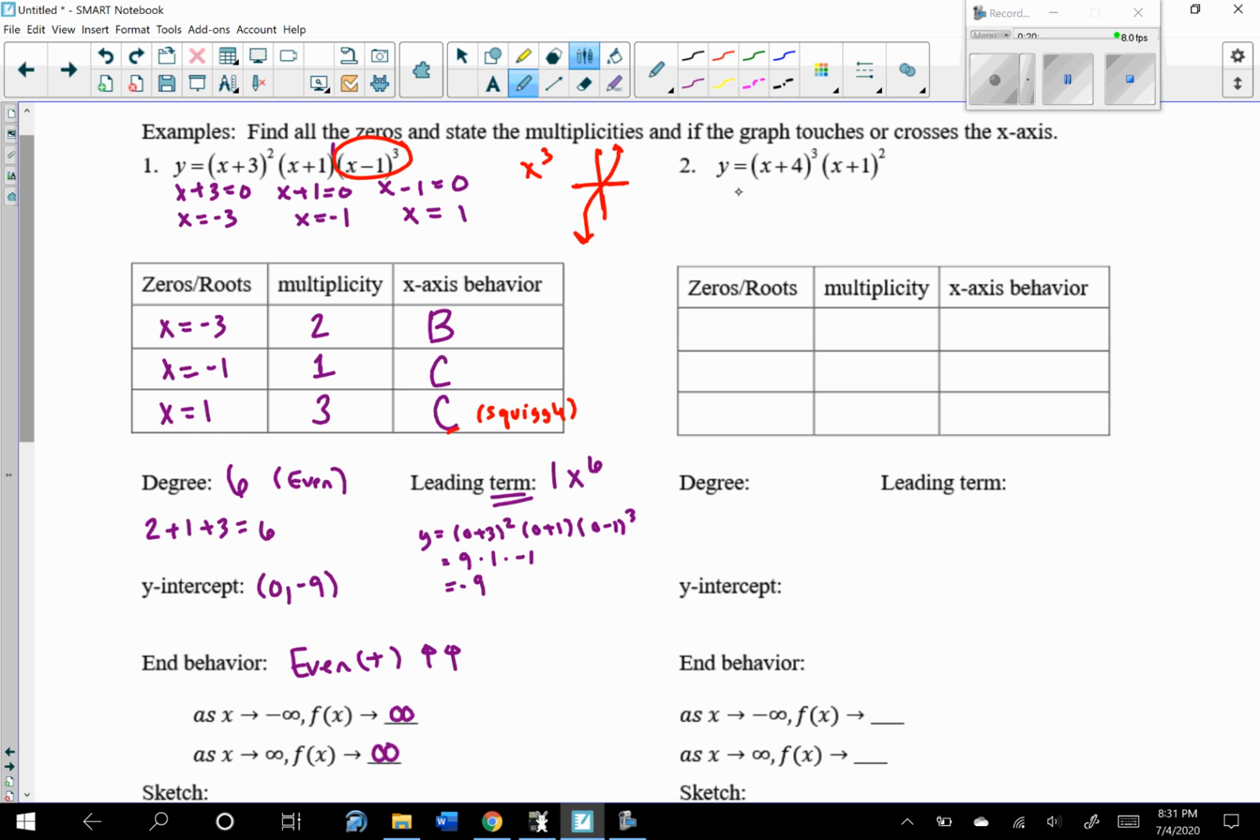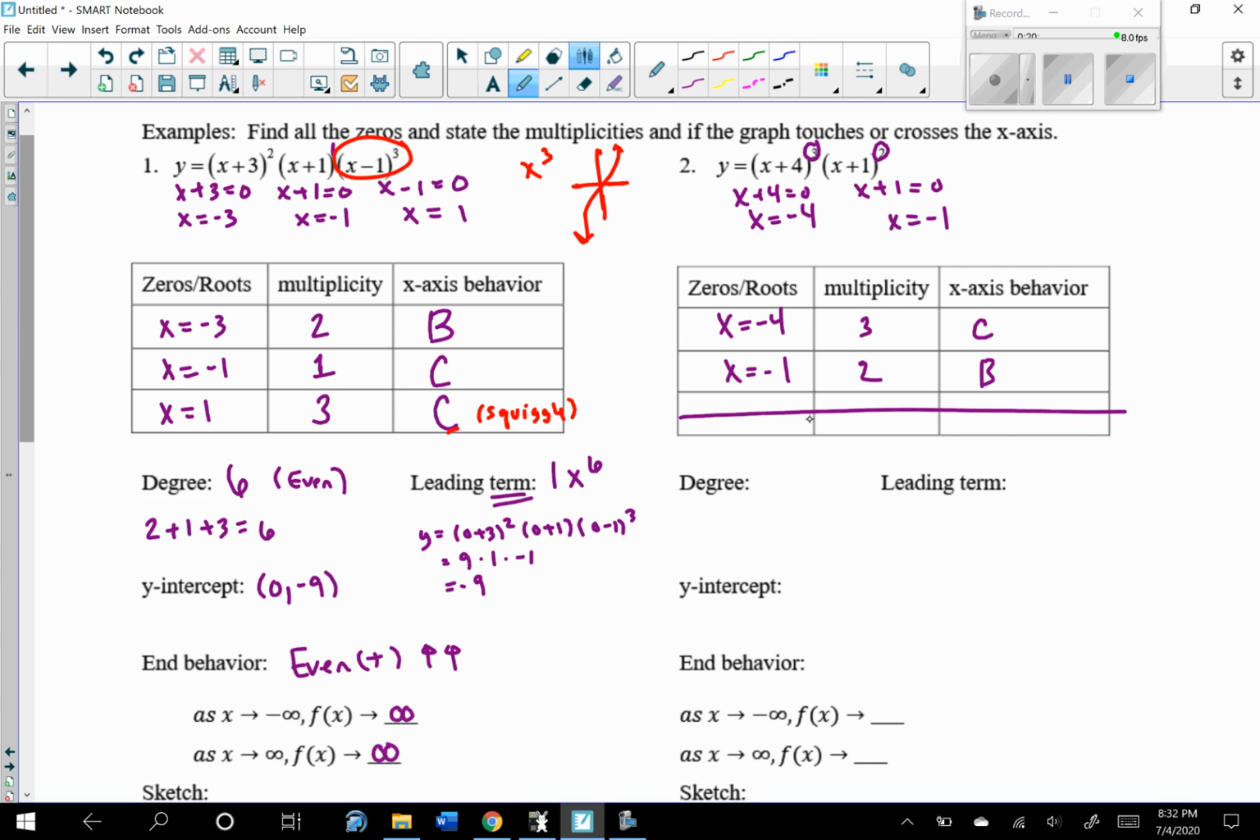So for this, we have x plus 4 equals 0, x plus 1 equals 0. So x is equal to negative 4, and x equals negative 1. We don't have another root, so this doesn't need to be here. The multiplicity, so this is to the third, this is to the second. So that means 3 is going to cross, 2 is going to bounce.